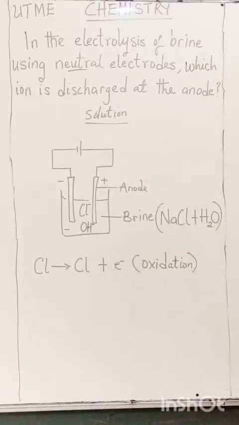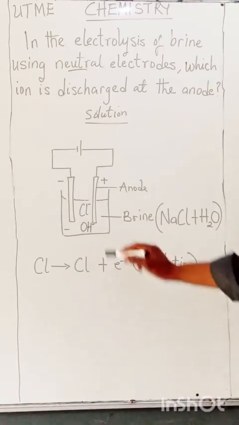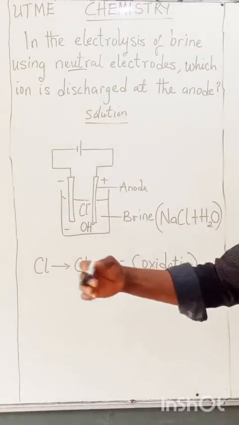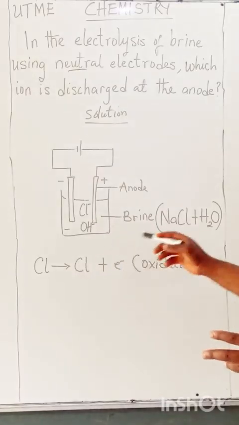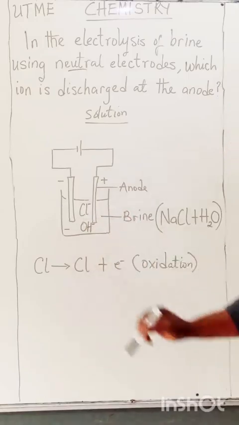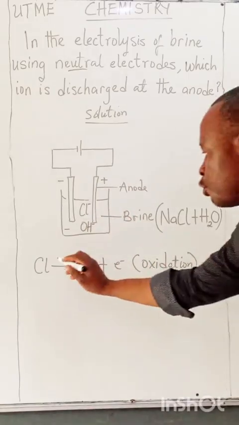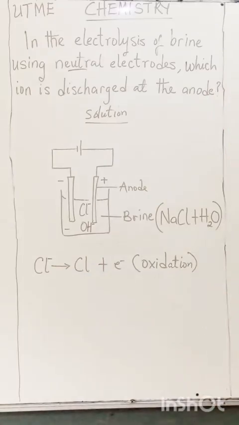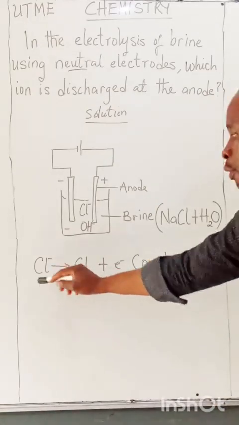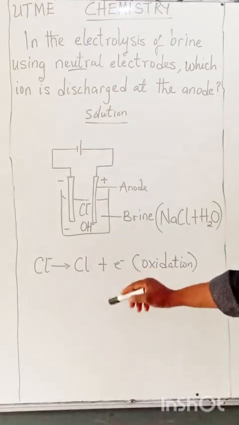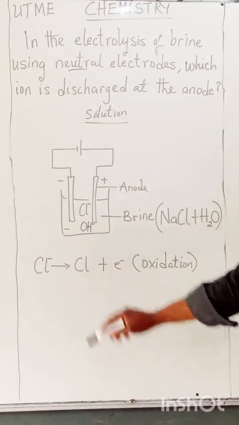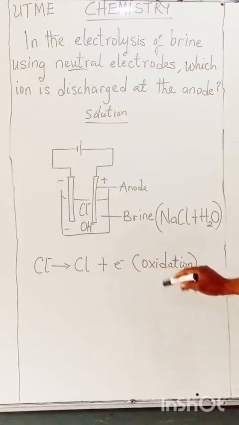Is that clear? And there, the two of them are going to compete for who is going to become discharged in preference, and who wins? Well, because Cl is more in amount, the solution is concentrated, the chloride ion is going to come out in preference to OH minus according to this equation here. The chloride ion is going to drop its electron and become discharged as neutral chlorine atom, and that process is called oxidation. Is that clear to you?